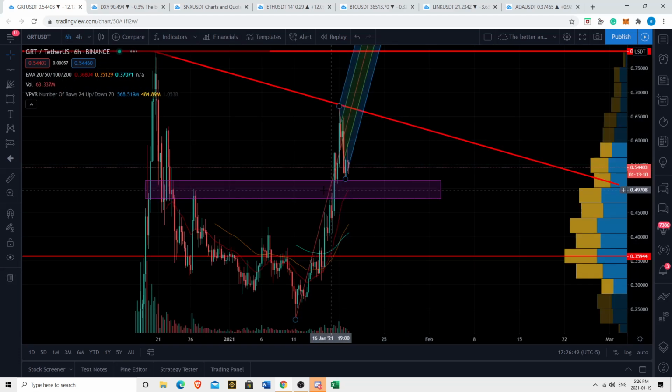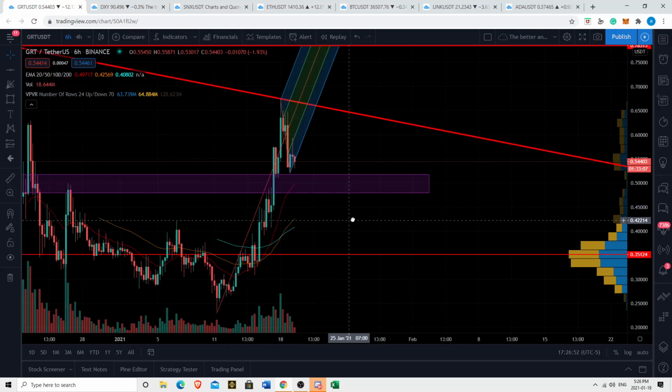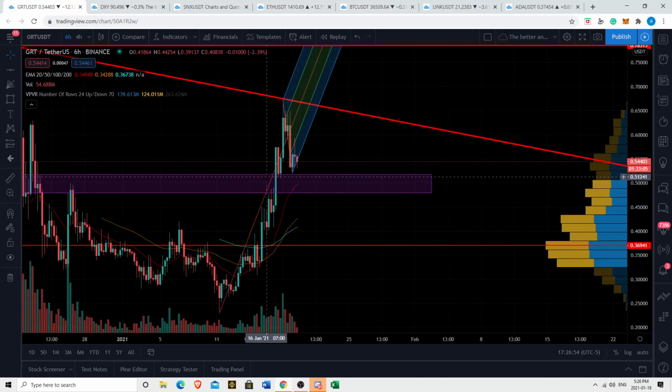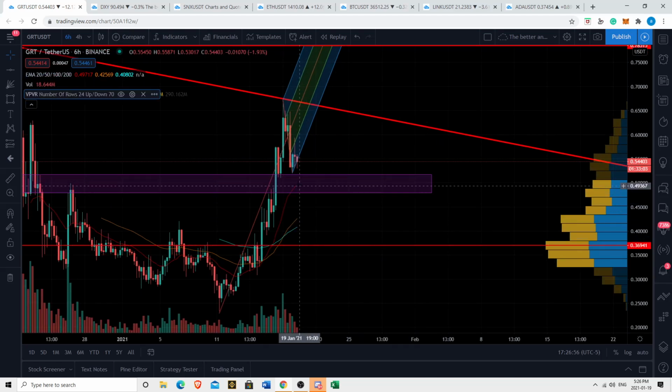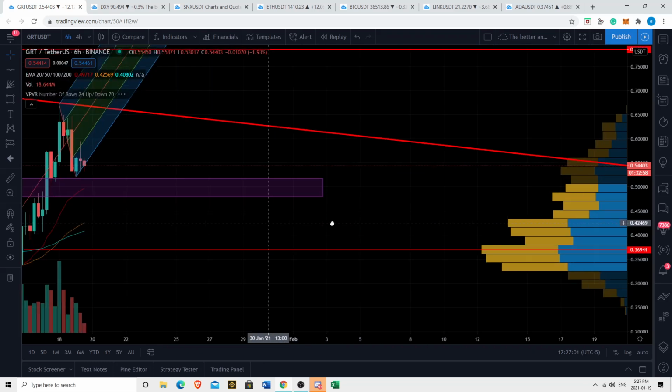Let's take a look at the 6 hour. I want to see, okay, yeah. I want to see if one of our EMAs happens to line up with this box, which it does. 20 EMA on the 6 hour, right around 50 cents. Yeah, I think 50 cents is going to act as support.